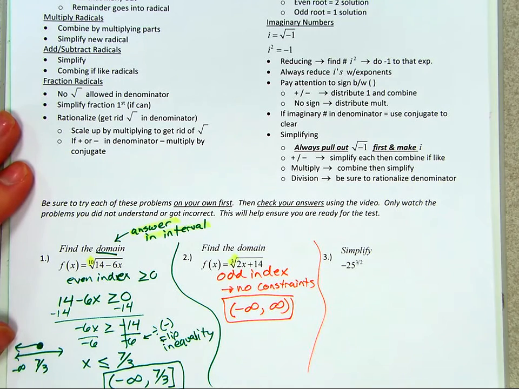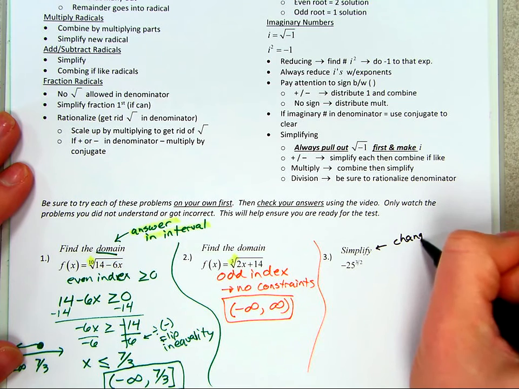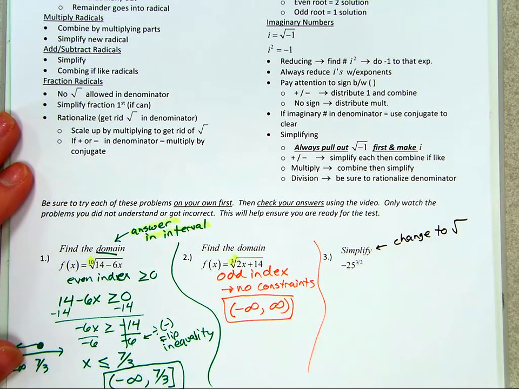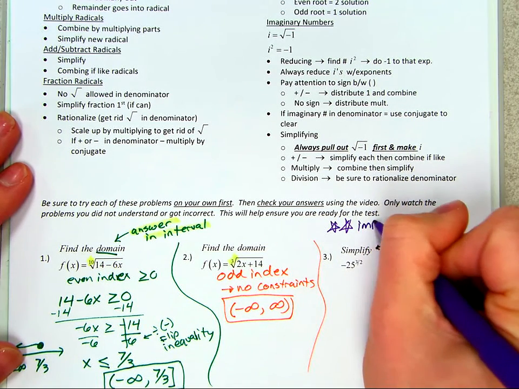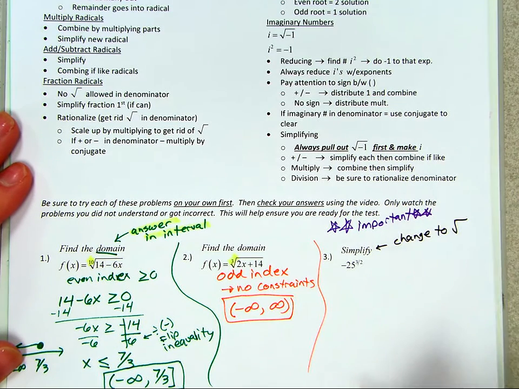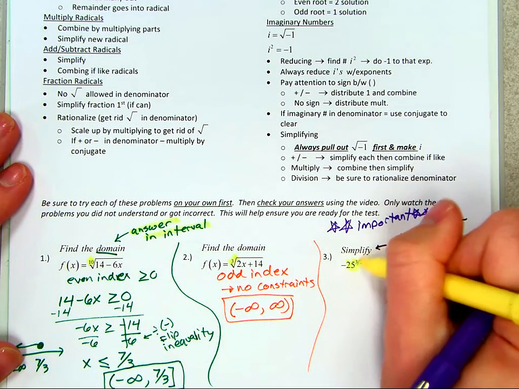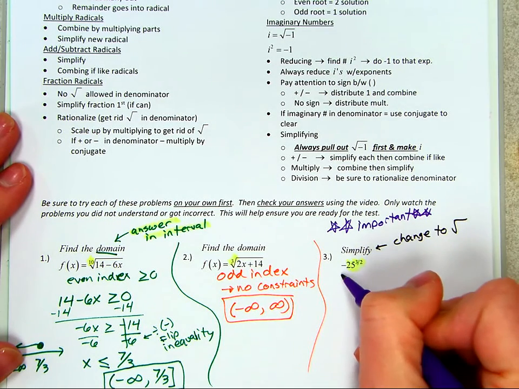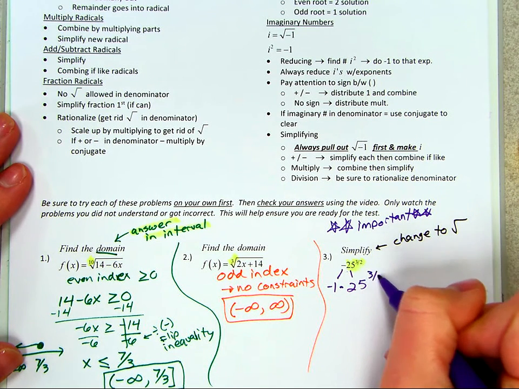Number 2, they're asking you to simplify. So I would change this to radical form. However, you need to be very, very careful. This is a very important problem because this is a place where students make mistakes all the time. You need to realize that the only thing being raised to the exponent is the 25. The negative is not there. This is essentially like saying negative 1 times 25 to the 3/2.